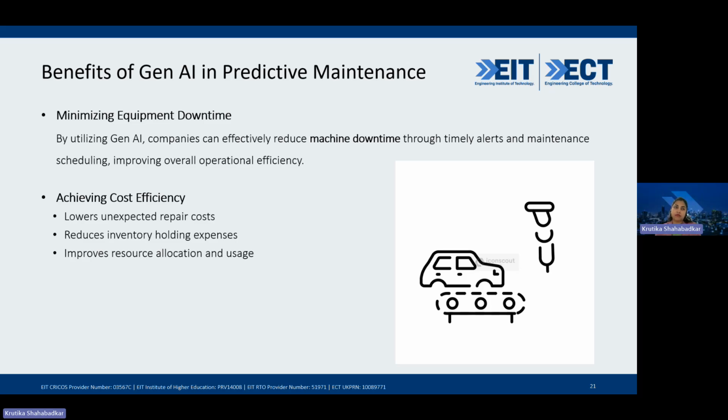And perhaps most importantly, it optimizes resource allocation. Your maintenance teams are no longer rushing from one emergency to another. They're working proactively, efficiently, and strategically, right? So in short, predictive maintenance with Gen AI shifts us from a reactive model to a resilient one.